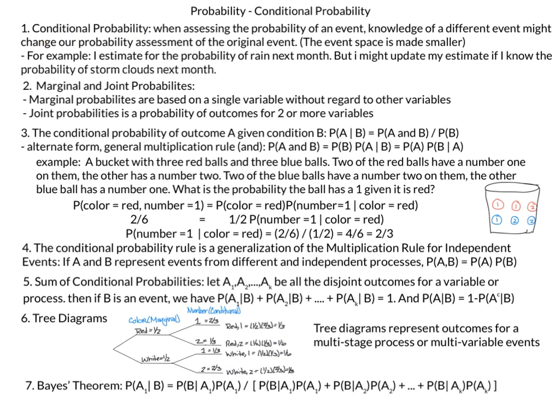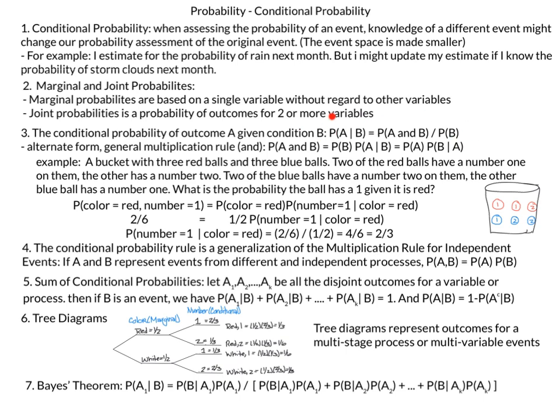Because conditional probabilities now involve more than a single event and probabilities for multiple events, we need to talk about marginal and joint probabilities. Marginal probabilities are based on a single variable or single event without regard to other variables, whereas a joint probability is the probability of outcomes for 2 or more variables. We'll look at examples of tables showing marginal and joint probabilities and figure out how to read and interpret them. And then we get into our main topic, conditional probability of outcome A given condition B.